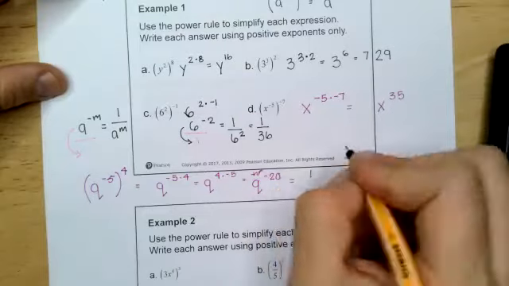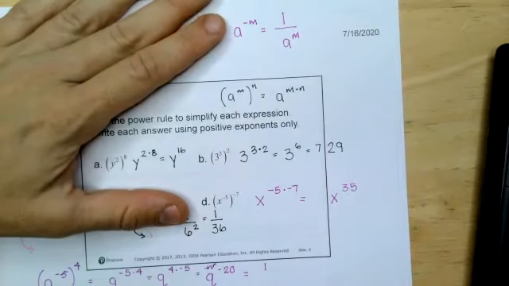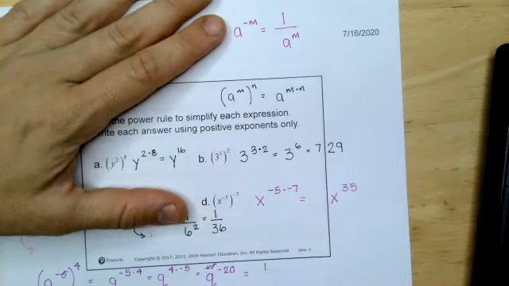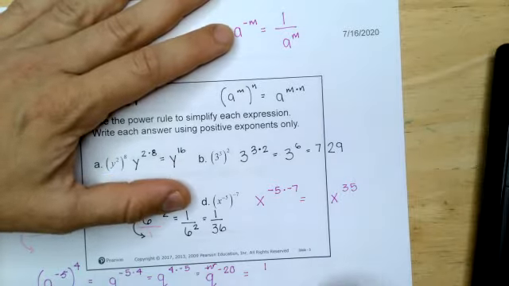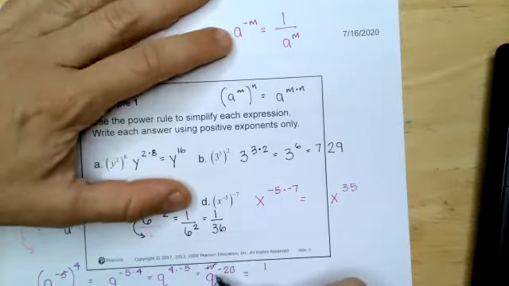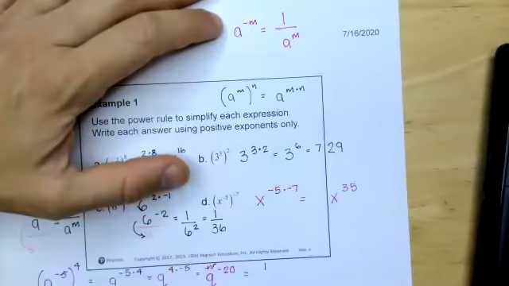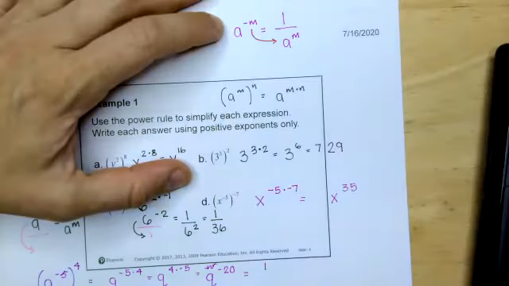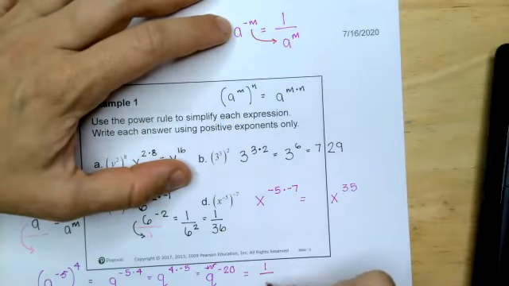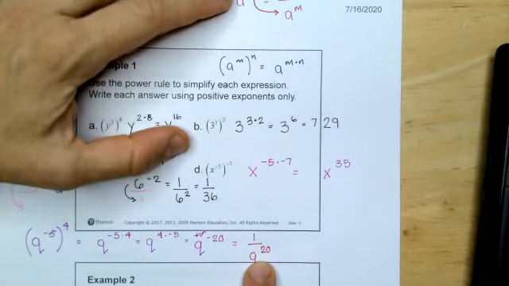So if we're using this rule, and these are rules that everybody gets wrong or makes errors with on the exam. So this is very good to do. Now you have a base raised to a negative exponent. What you always want to do is move it across the fraction bar, and that negative exponent becomes a positive exponent.